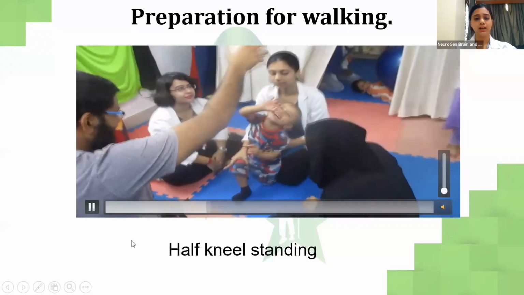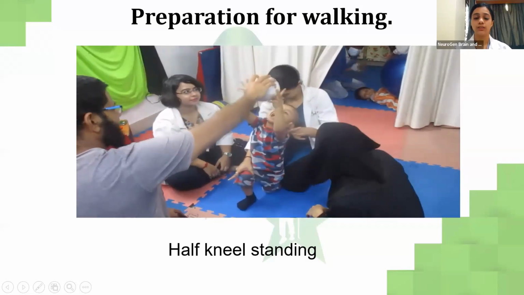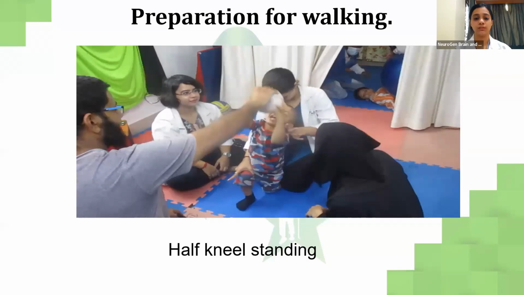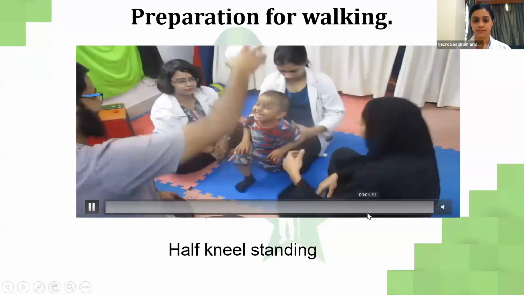So, half kneeling will help you in dissociation. Half kneeling will also reduce the tightness of the adductor muscles of the hip. So in his case, he had scissor pattern. So I wanted to break that by giving him dissociation, inter and intra limb dissociation both.